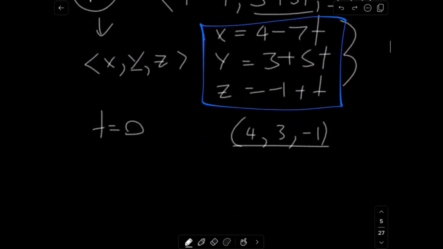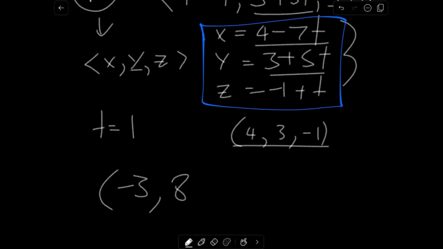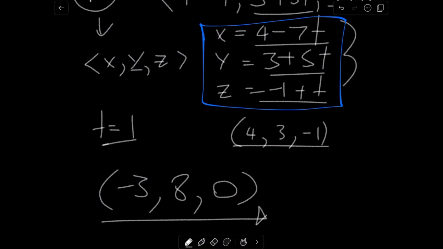Please don't choose something like 50. Why would you make extra work for yourself? Choose something like 1, that's simple. So if t is equal to 1, let's get a point on the line. It will be 4 minus 7 times 1, that's minus 3. 3 plus 5 times 1, that's 8. And then minus 1 plus 1, that is 0. There we go, simple. That's another point on the line, specifically when the parameter t is equal to 1.